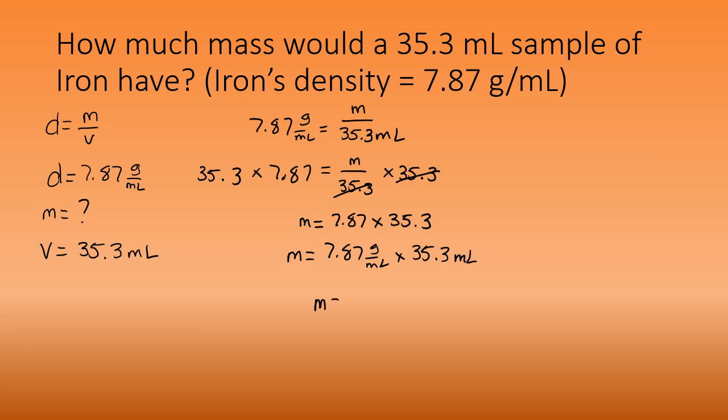We will multiply 7.87 by 35.3, and we'll see that the answer is 277.8. And since we're talking about mass, and we'll also see that these milliliters will cancel out here, we're left with grams as our mass unit. So the answer to our problem is 277.8 grams.